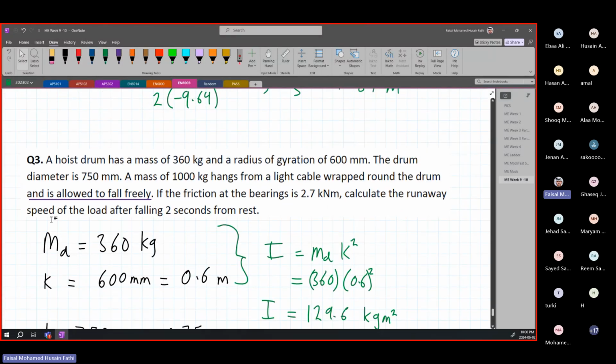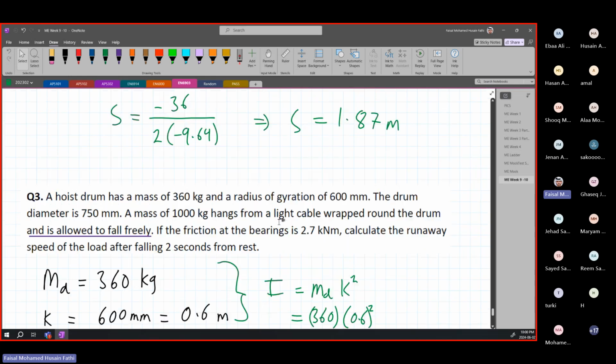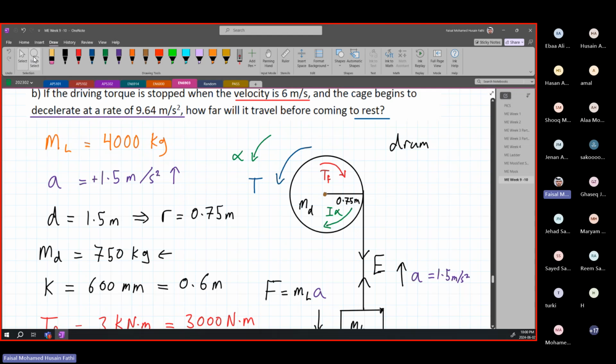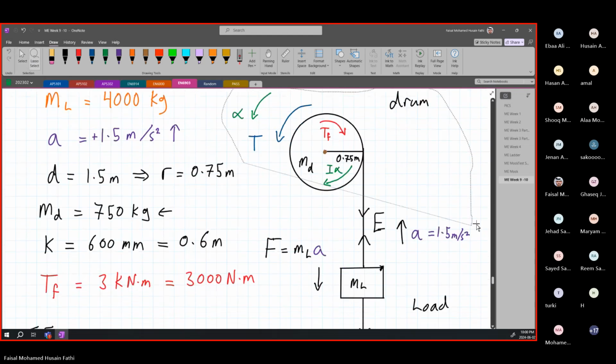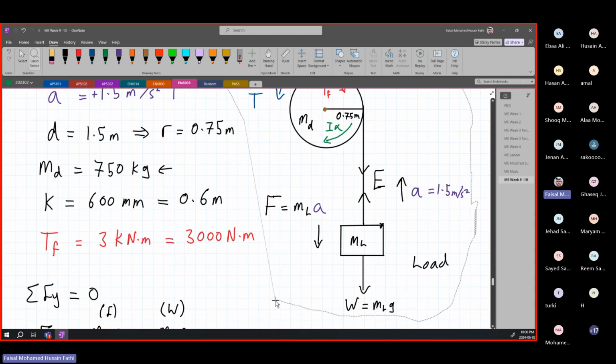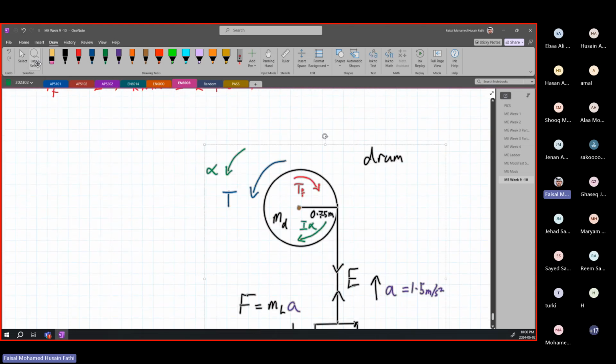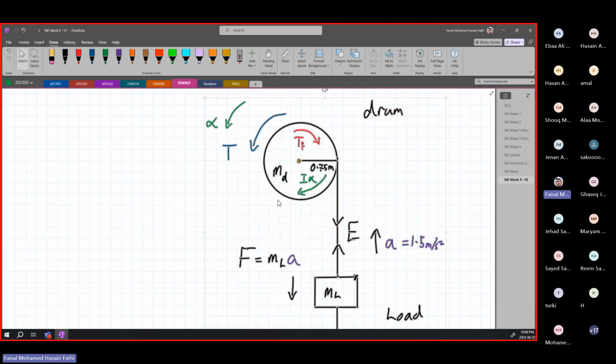Calculate the runaway speed of the load after falling 2 seconds from rest. We will look at the runaway speed first, but if you notice here, to find any speed or anything like that, we first need to determine our acceleration. So let me bring down this drawing so I don't have to redraw it again. Now we have a different case. Here, the case is we are no longer pulling the load upwards.